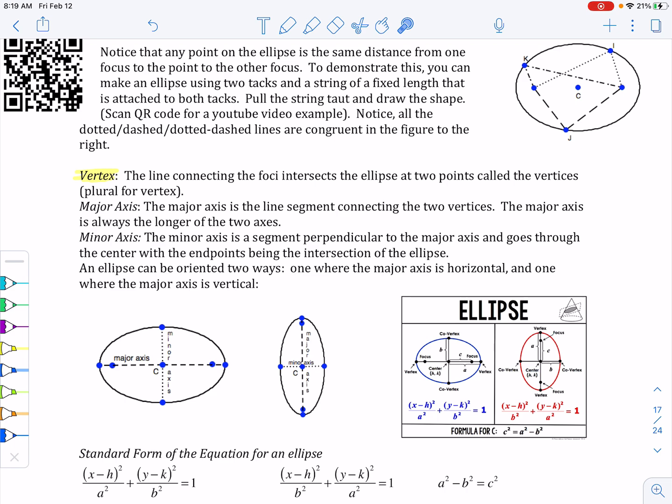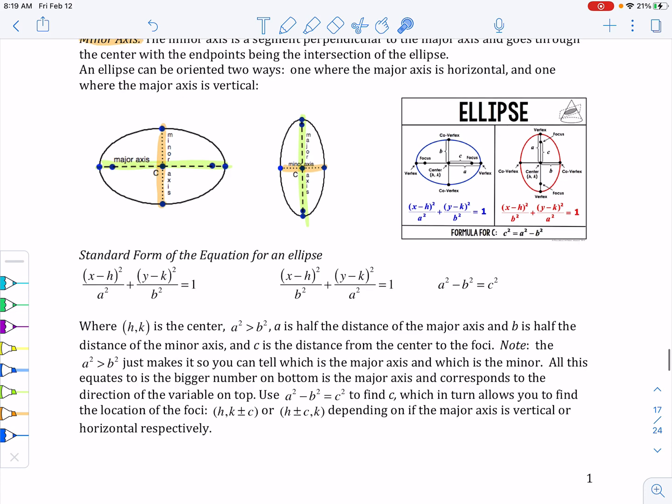Now we also have something called the major axis and the minor axis. Your major axis is the longer of the two distances of the ellipse, your length or your height. Your major axis can go either direction, whichever is longer or higher. Your minor axis is the other one. This is your minor axis, and this is your minor axis. Like I said, your ellipses can be oriented one of two ways, where it's short and fat or where it's skinny and tall.